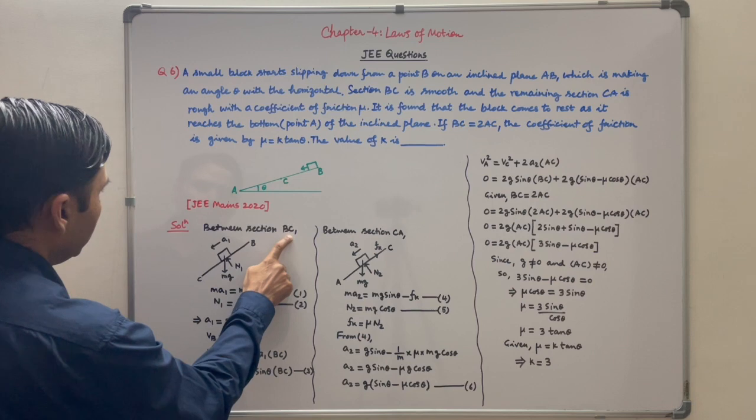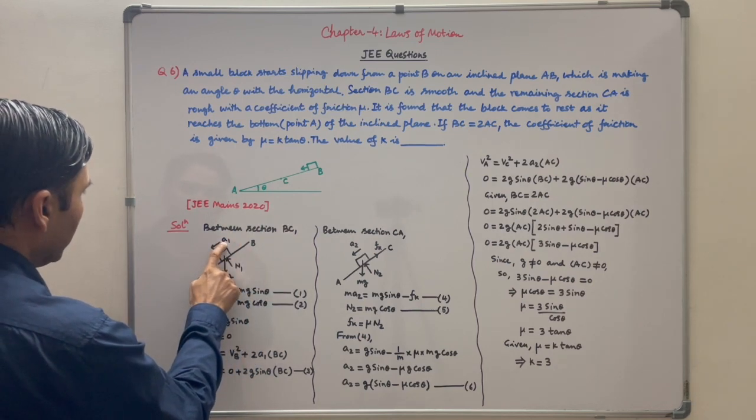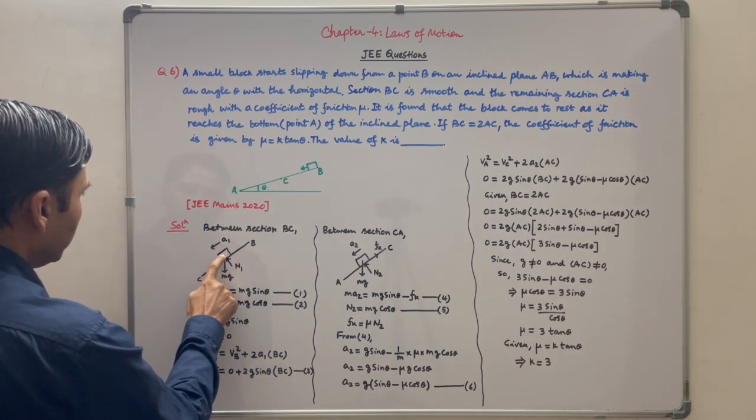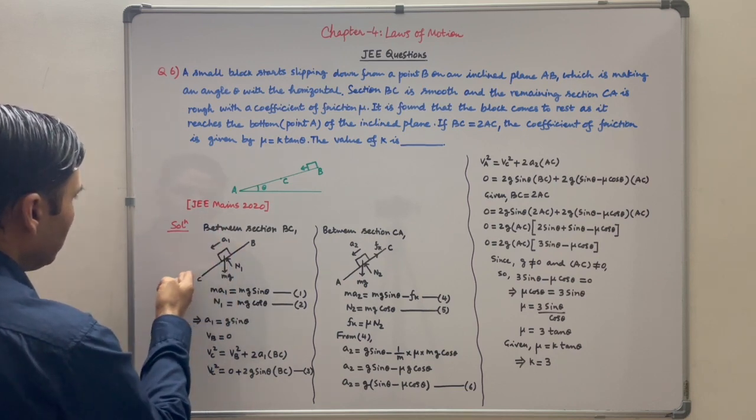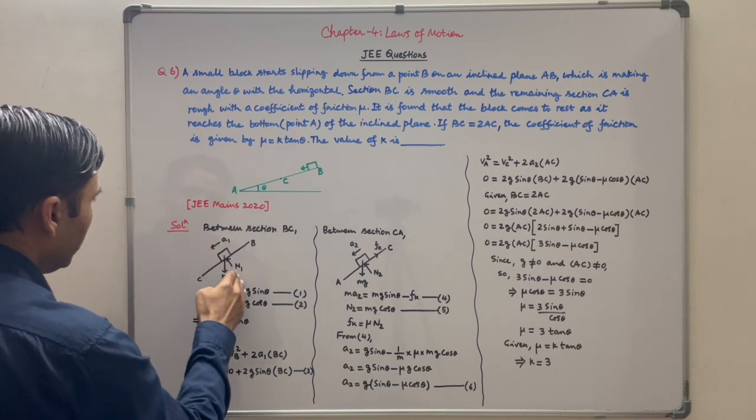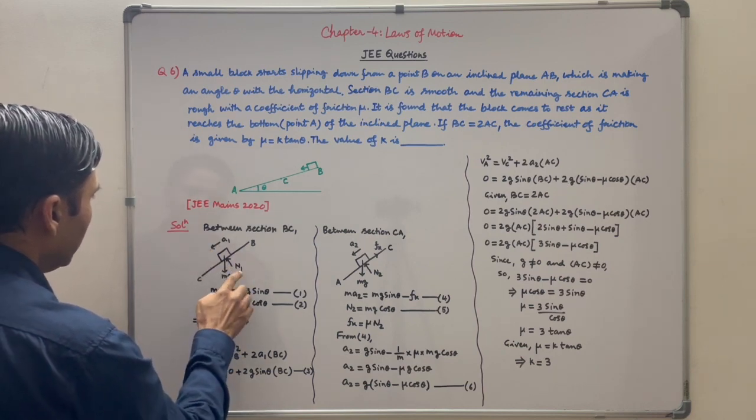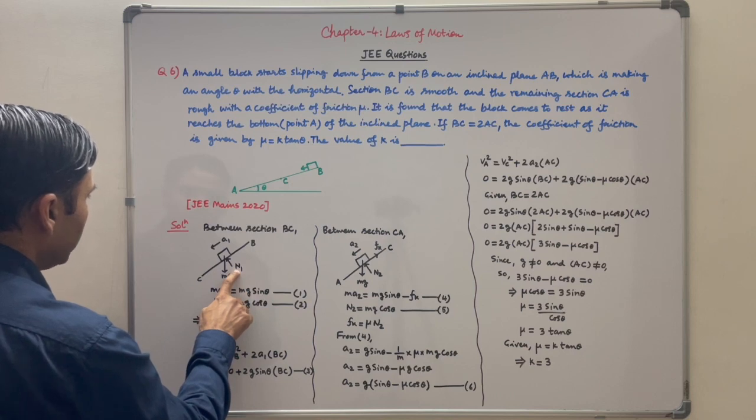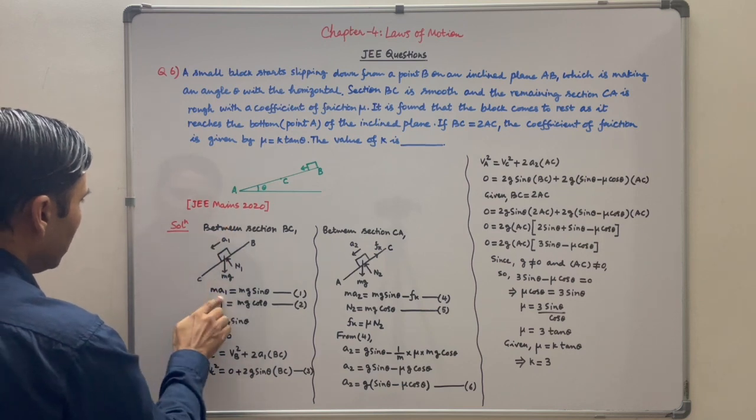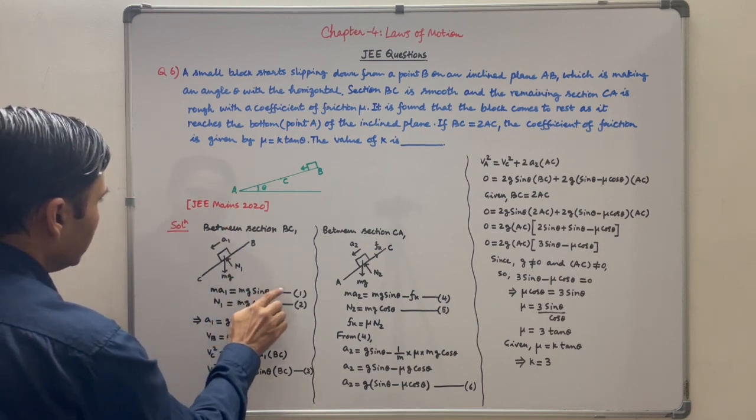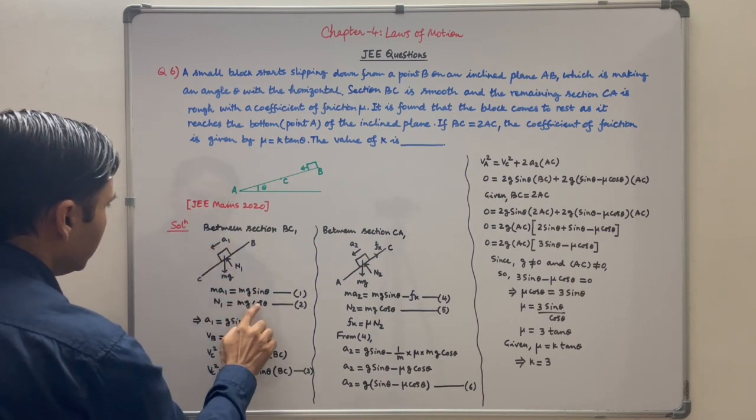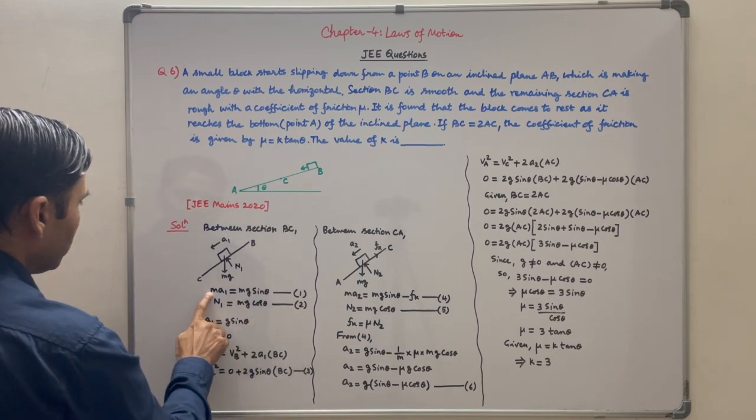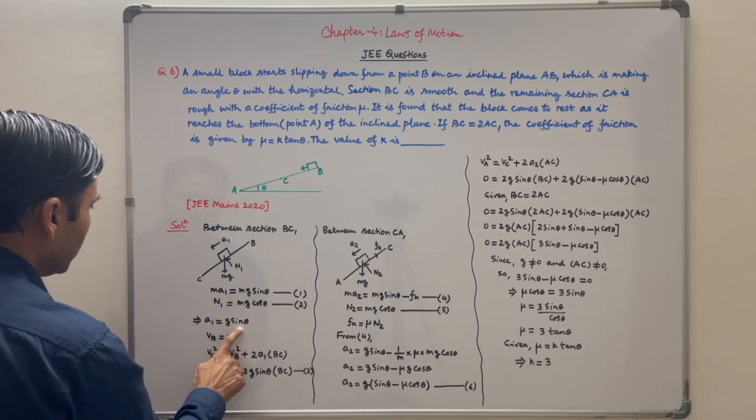Between section BC, let's say acceleration of the block is A1. mg is weight of the block that works vertically downwards at its geometrical center. Its component along the plane will be mg sin theta and perpendicular to the plane will be mg cos theta. N1 is normal reaction applied by the plane. We can write equation of motion as m a1 is equal to mg sin theta. This is equation number 1. And N1 is equal to mg cos theta. This is equation number 2. From equation 1, A1 is equal to g sin theta.